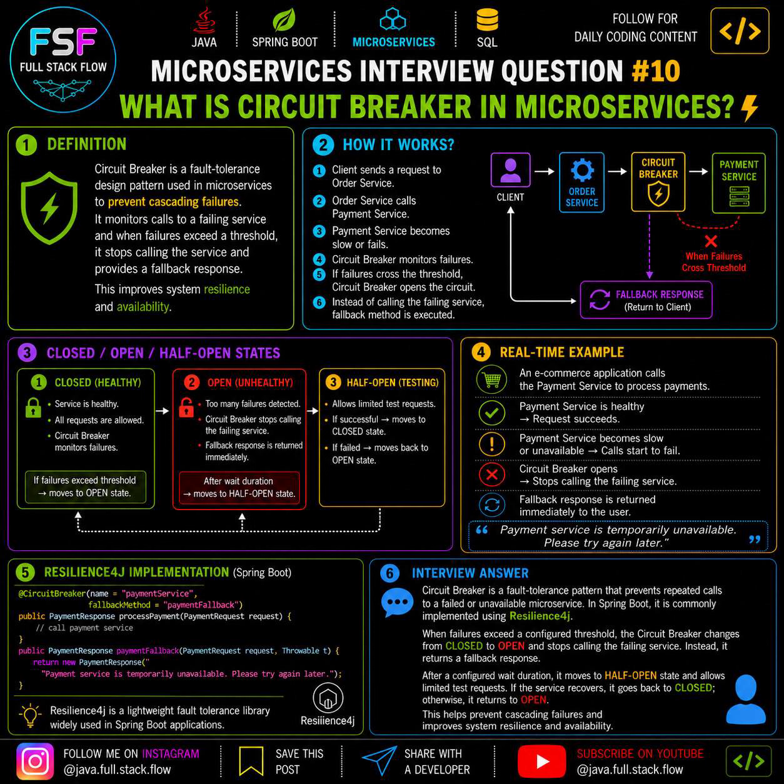Next, step number 6 is fallback is executed. Instead of continuing to call payment service, circuit breaker executes the fallback. The client receives a controlled response. For example, payment service is temporarily unavailable, please try again later. This prevents unnecessary calls and avoids waiting for repeated timeouts.